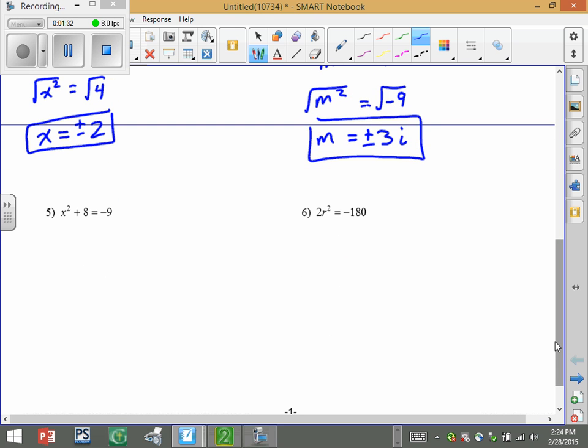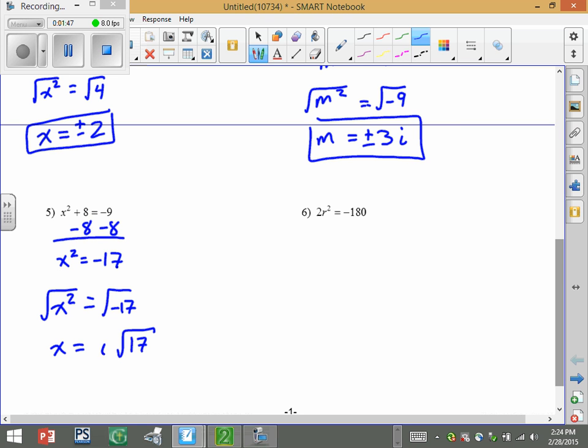So here we subtract 8 from both sides, so we're left with x squared equals negative 17. Now we need to take the square root of both sides, so the square root of negative 17. The square root of x squared is x, and the square root of negative 17, well, 17 is not going to go anywhere, but we can pull an i out front. Don't forget the plus or minus out in front of it all.